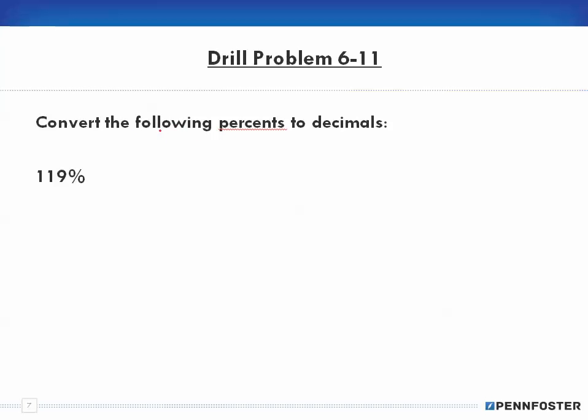Again, convert the following percents to decimals. Well, if I have 119%, that's where the decimal is. And all I need to do is just move the decimal place over to the left 2 places. So we end up with 1.19 as the decimal equivalent. That's as simple as that. Just move the decimal places.